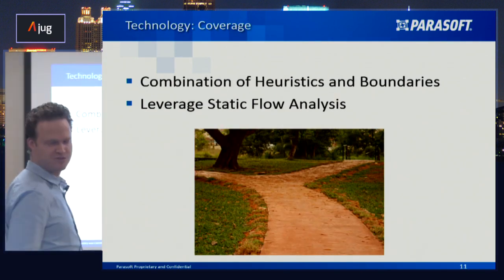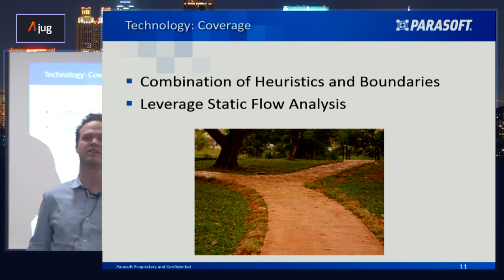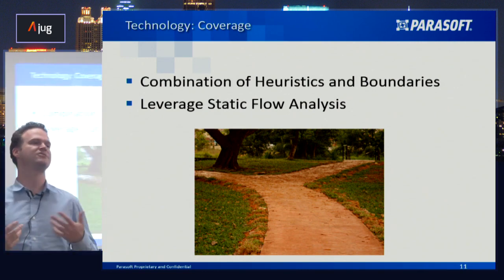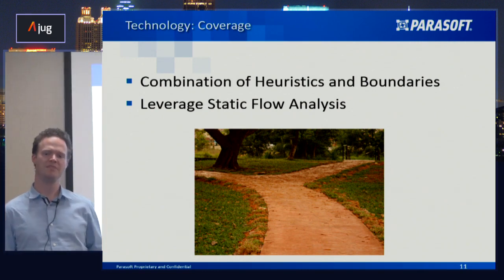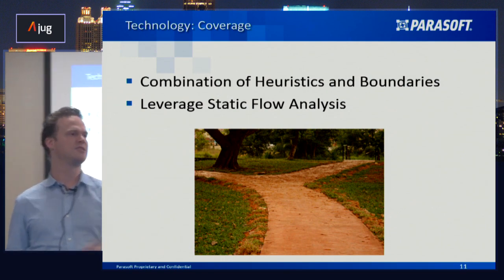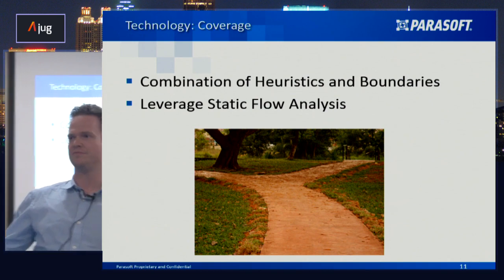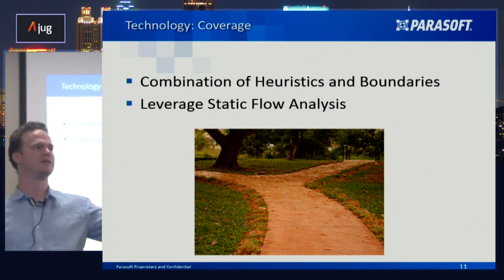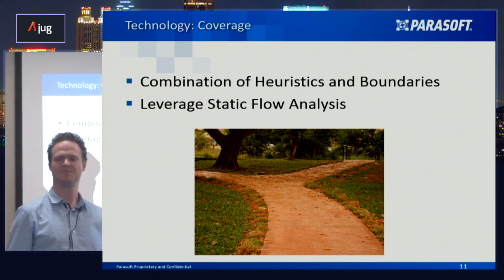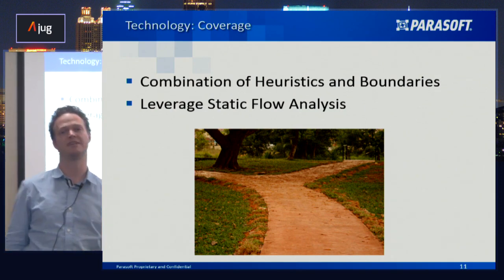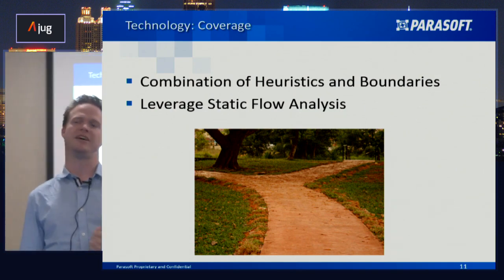When I say driving coverage, what can an automated test generation system do? It starts off with the heuristics and boundaries, and it can trace these paths through your function. It can figure out how many paths there are and whether it can traverse them. And that's also going to leverage another technology called static flow analysis.